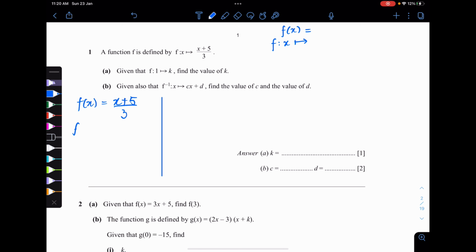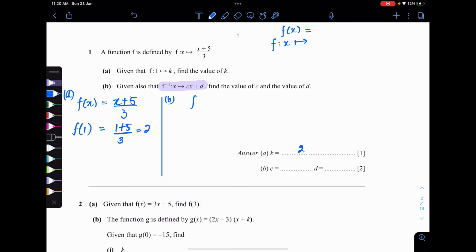Now we are required to find f of 1 in the first part. We are simply going to substitute: 1 plus 5 is 6, over 3 is going to be 2. So the first answer is 2. The second part seems a bit annoying, but it's very easy to understand. It says, given also that f inverse of x is cx plus d. This cx plus d may confuse you, but do not worry about it. We are just going to follow the first part of the instruction, and that is f inverse of x. So let's start with that.